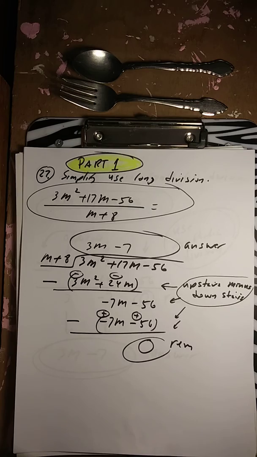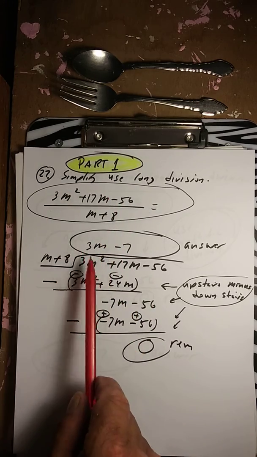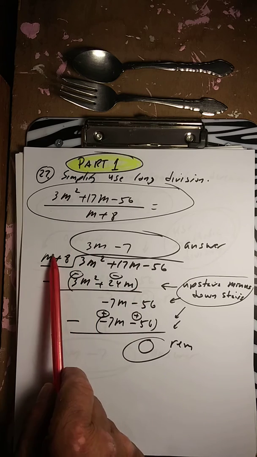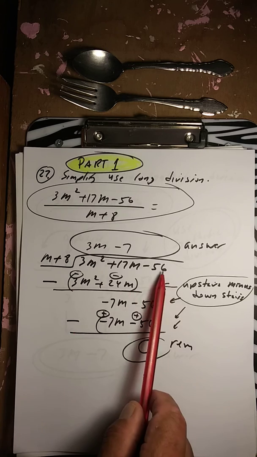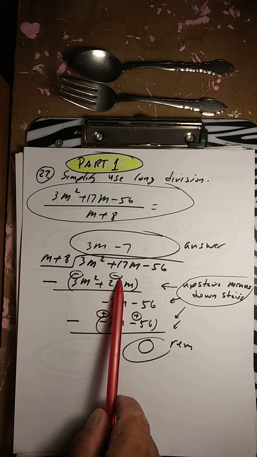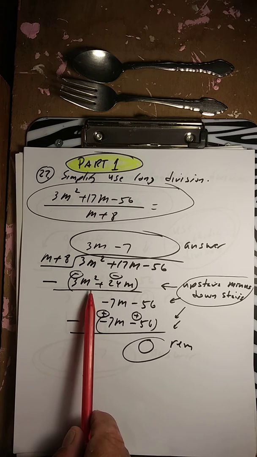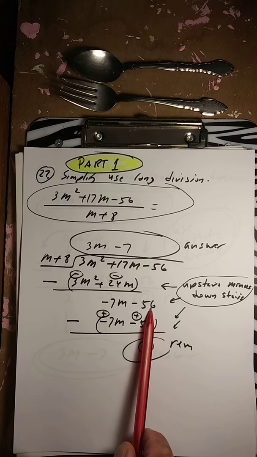Part 1, simplify using long division. So here's a problem, divide this by this polynomial, so put it in there. So 3m times that is 3m squared, 3m times that is 24m. Minus, upstairs minus downstairs, this minus this, so change it. This is going to change to a negative, 3m squared minus that, gone. 17 minus that is negative 7m, bring the negative 56 down.